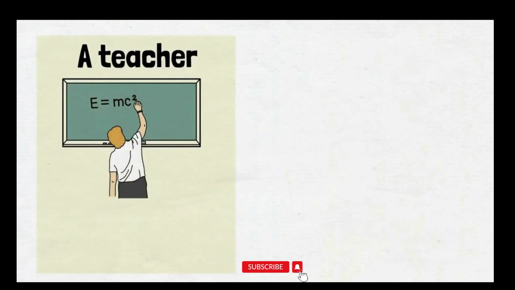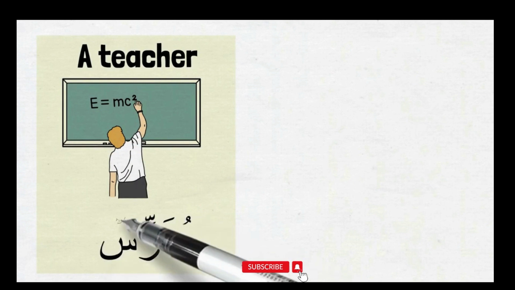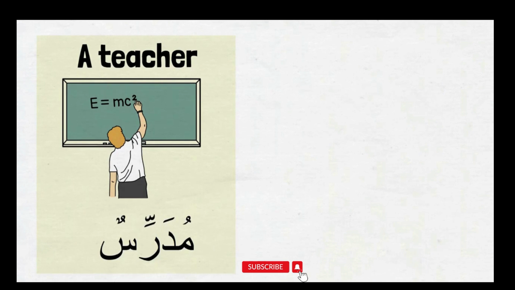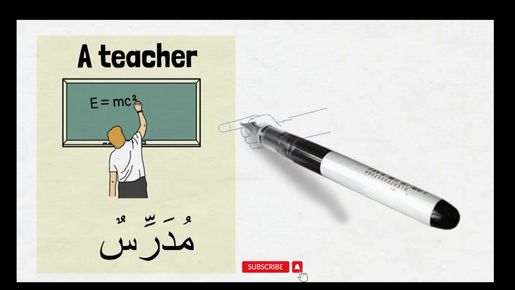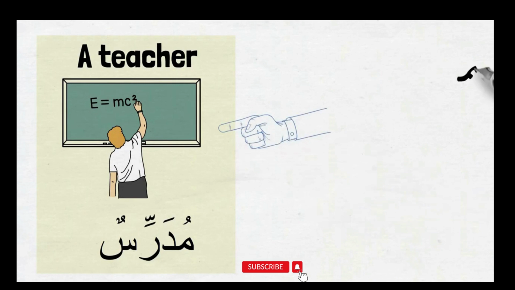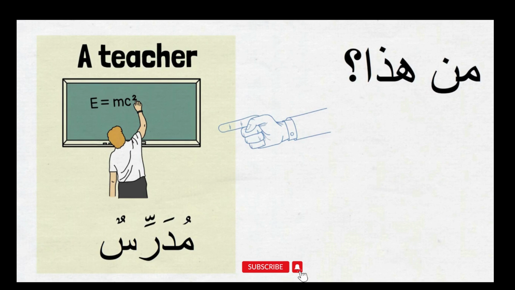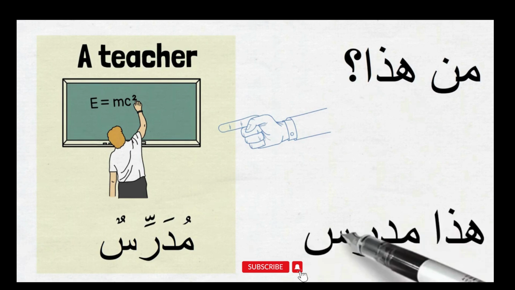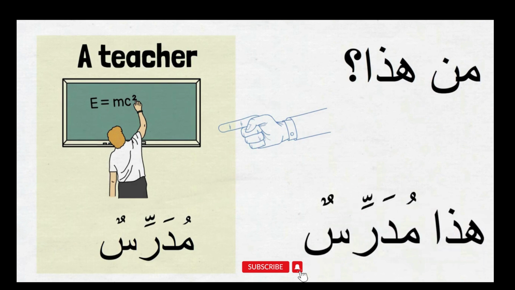Next one. This is a teacher. A teacher is مدرس. So how do we ask our question? ما هذا or من هذا؟ من هذا. Perfect. So we should ask من هذا. And the answer will be هذا مدرس.